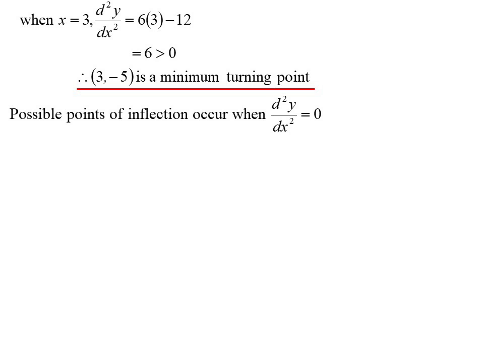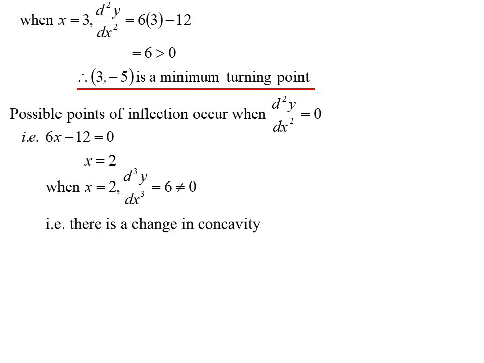Possible points of inflection occur when that second derivative is equal to 0. Alright, our possibility is that x equals 2. Now I'll go and test this one, and I'll use the third derivative. Well, I'll get a 6, which is not equal to 0. So a change must exist. There is a change in concavity. So yes, that is a point of inflection.